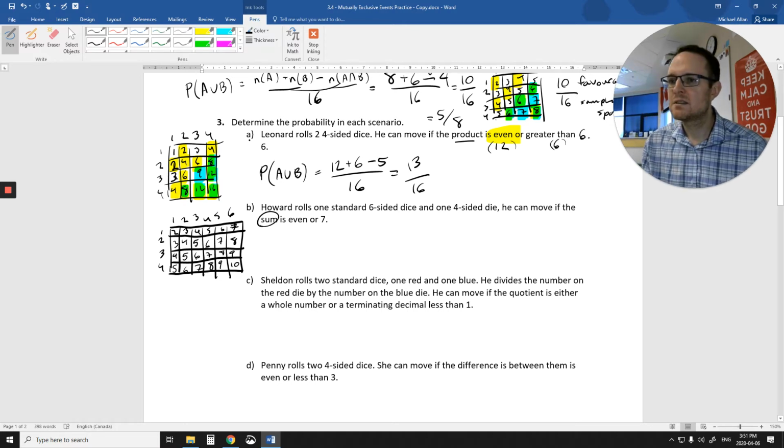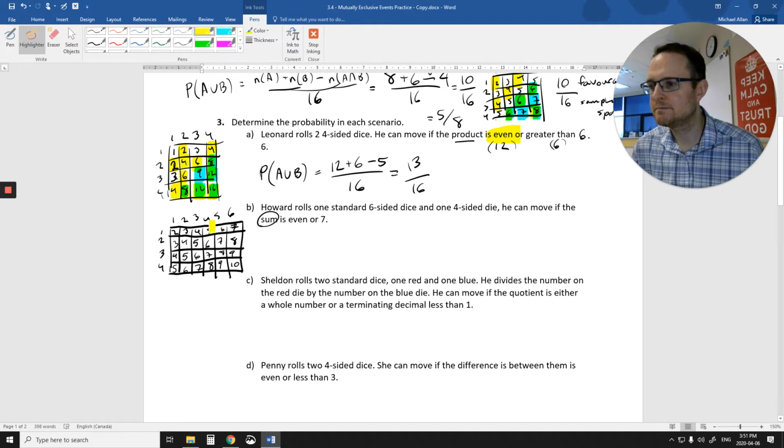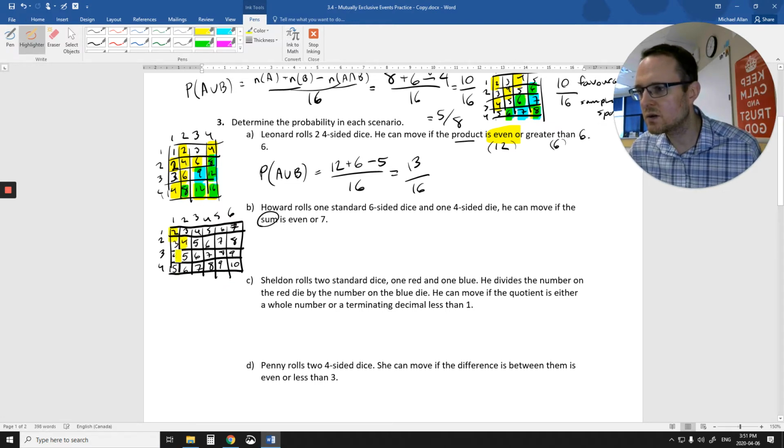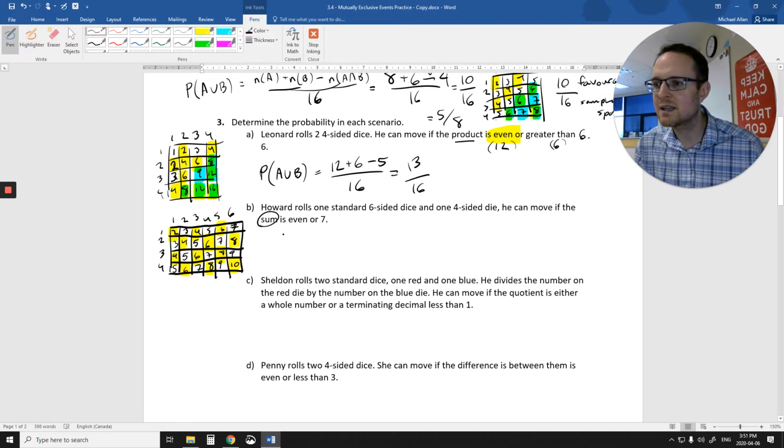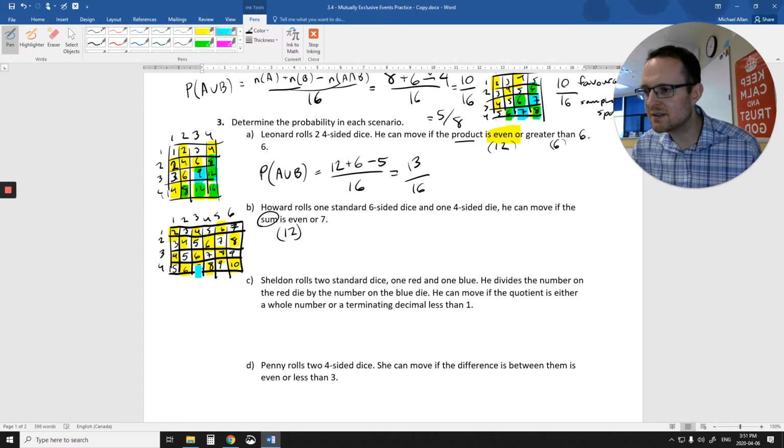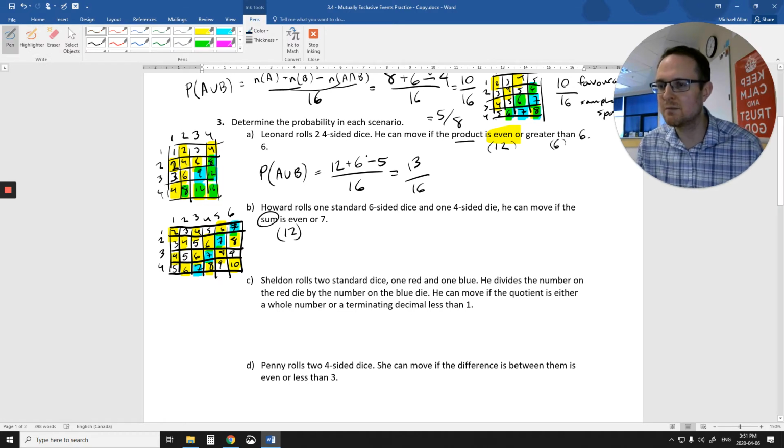Okay, so how many of these are even? Oh, it's going to be a lot. Two 4s, that's 1, 2, 3, 4, 5, 6, 7, 8, 9, 10, 11, 12. Okay, there's 12 of them that are even. Or 7. Seven is definitely not an even number, so these are separate of each other, so I don't have to worry about subtracting anything in common like I did in the previous ones. So these two events are mutually exclusive. You could subtract what they have in common, it would just be zero.